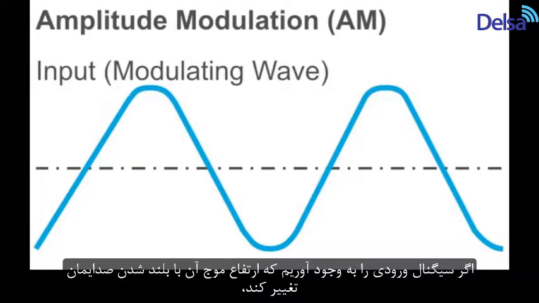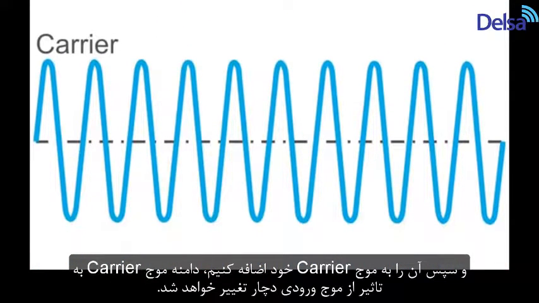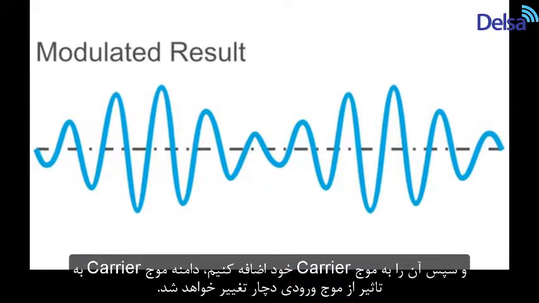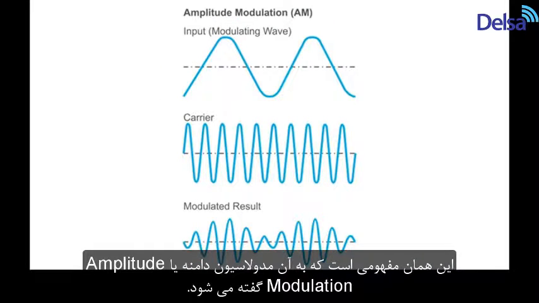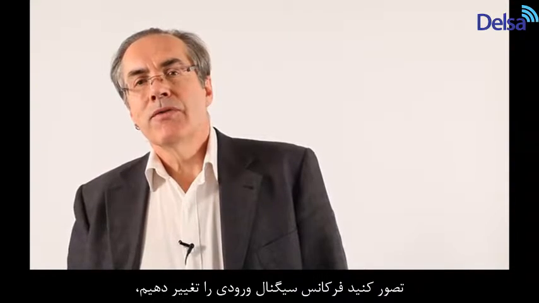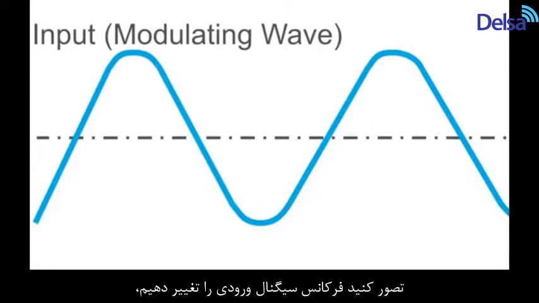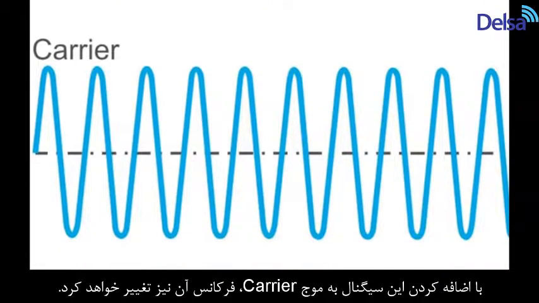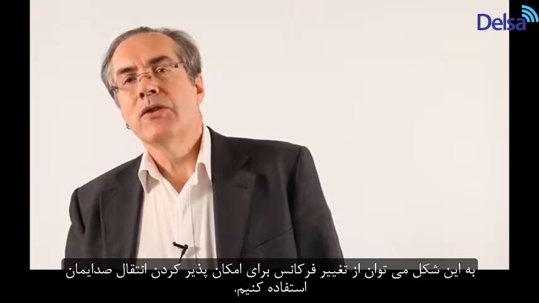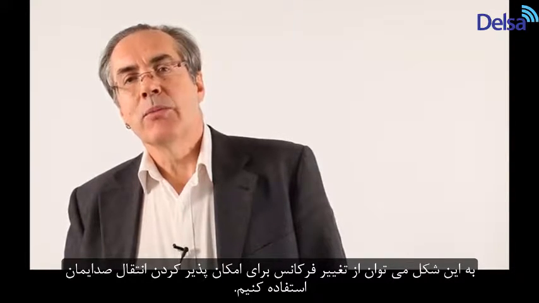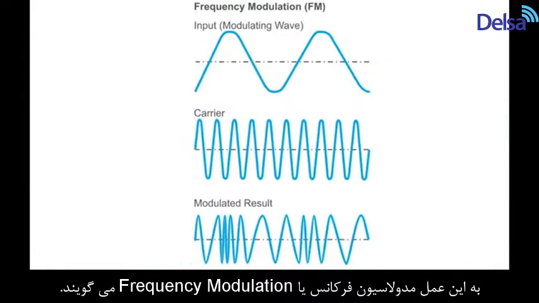If we create an input signal whose height varies with the loudness of our voice, and we add this to the carrier, then the carrier's amplitude will change corresponding to the input signal that's being fed into it. This is called amplitude modulation, or AM. Suppose that we change the frequency of an input signal. If we add this input signal to the pure carrier wave, we thereby change the frequency of the carrier wave. In that way, we can use changes in frequency to carry our speech information. This is called frequency modulation, or FM.